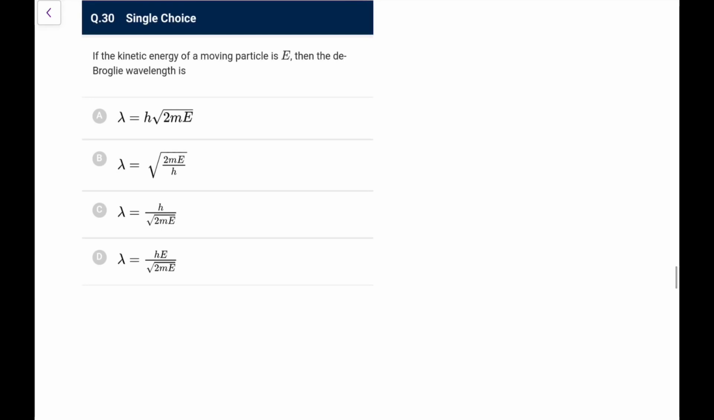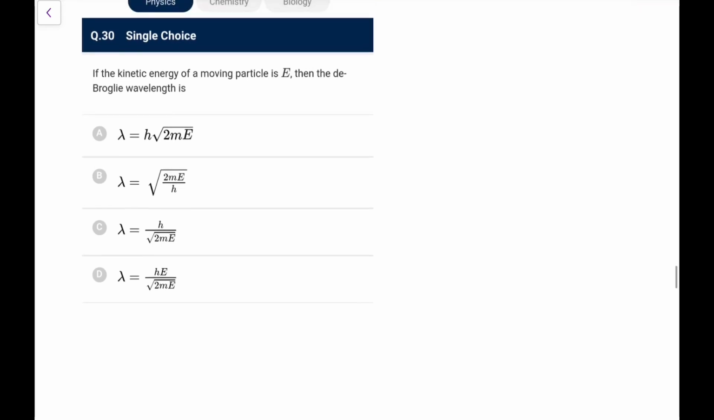Okay, next one. So slightly a tricky one. I don't think that's a nice way to ask a question. If the kinetic energy of a moving particle is E, then the de Broglie wavelength is. Okay, kinetic energy is E, lambda is h by p, mv is root 2mE, so h by root 2mE. So this is perhaps one of the easiest ones you will encounter.